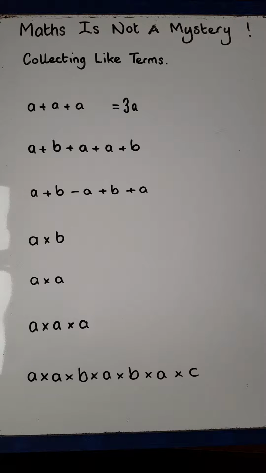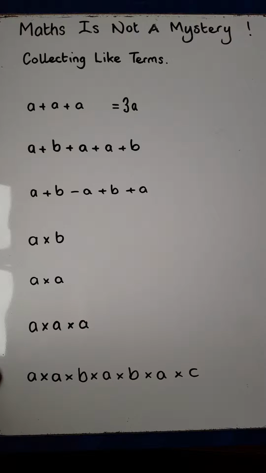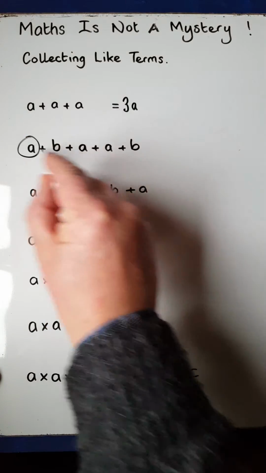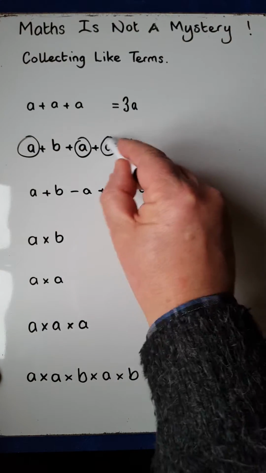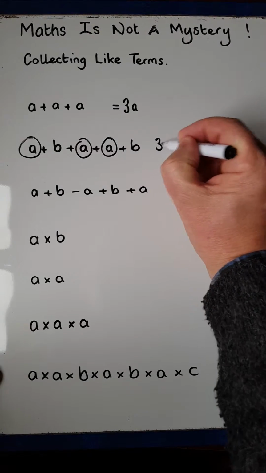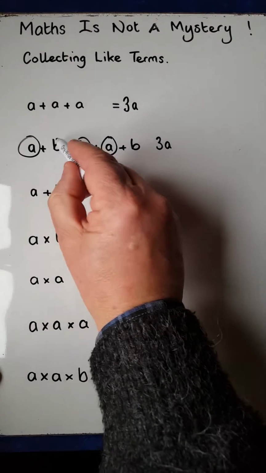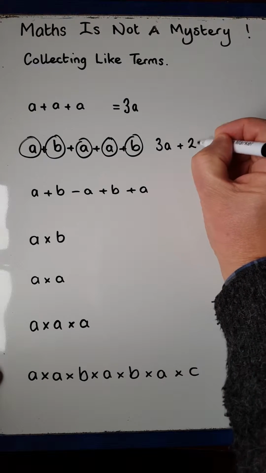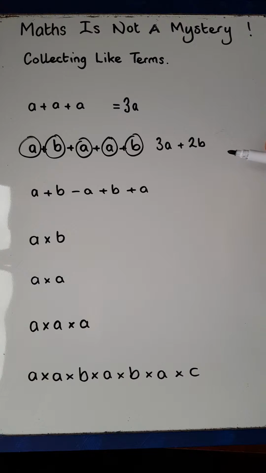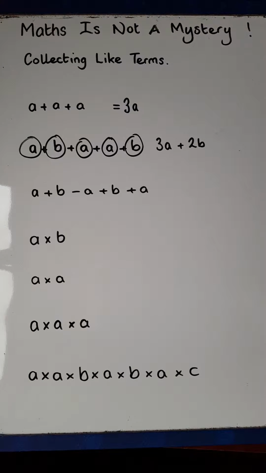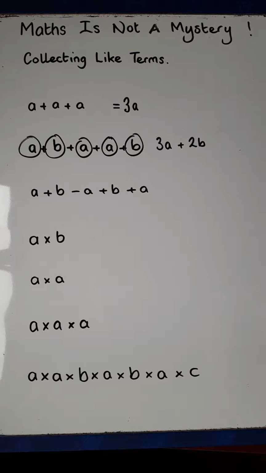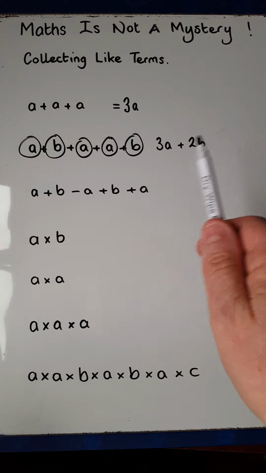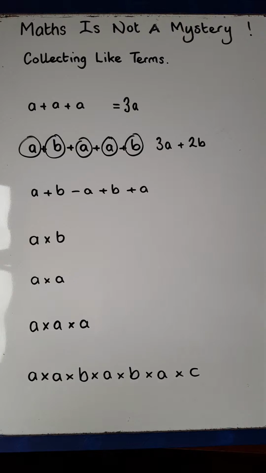In the next question down, we've got A's and B's. A little bit more tricky, but all we need to do is collect up all the A's that are together. So we've got an A there, an A there, and an A there. So we've got three A's. And we've got a B there and a B there. We've got two B's. We don't have to work out the answer to that when we're collecting like terms. We don't have a clue what the answer is. We don't know what the A's and B's stand for, but we do know that we've got three A's and we've got two B's. That's as far as we can go.